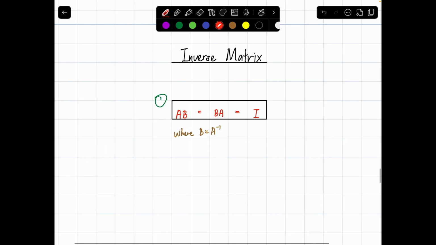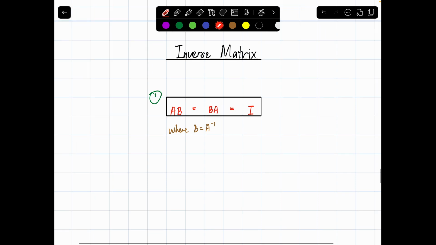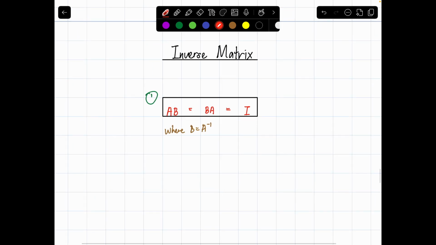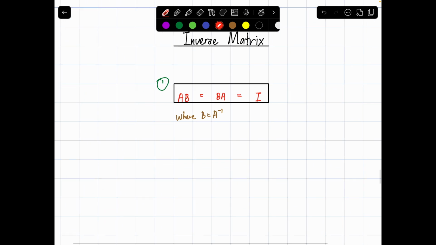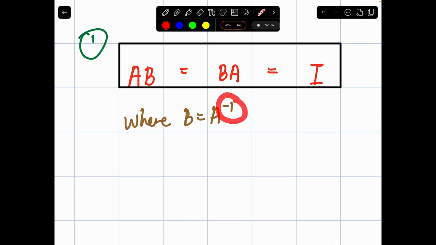There are a few checkpoints we have to understand throughout the inverse matrix part. The first one is we have to understand what an inverse matrix is. You would have seen in your textbooks this equation: AB equals BA equals I, where B equals the inverse of A. So if you're wondering, this -1 refers to the inverse of A.